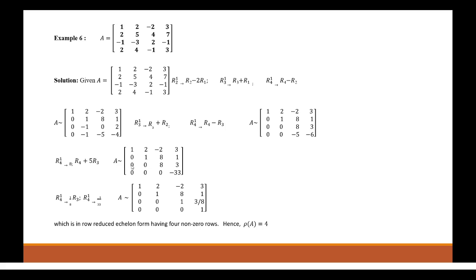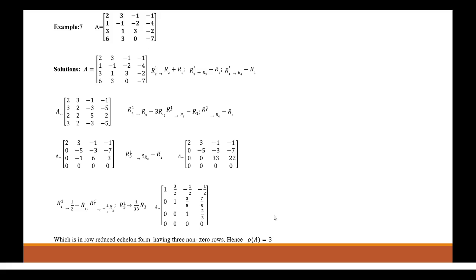For this equivalent matrix, once again operate R3' = 1/8 R3 and R4' = 1/33 R4. Then we get this equivalent matrix. Here there are 4 non-zero rows. For that reason, the rank of the matrix is 4. Next, we move on to example 7.